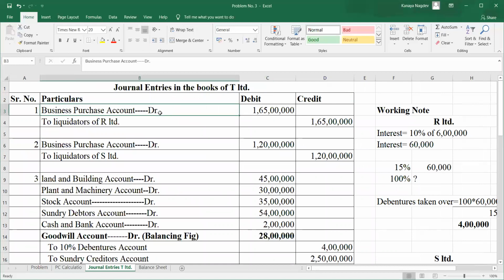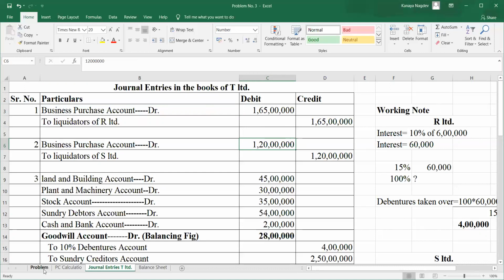First entry is for business purchase, that is business purchase account debit to liquidators of R Limited. We calculated PC, it came as 1 crore 65 lakh. In case of S Limited, we calculated it as 1 crore 20 lakh. So the first entry is for business purchase. I said earlier also, we can combine these two entries together. Business purchase account debit to liquidators of R Limited, to liquidators of S Limited, with the total amount of purchase amount of PC. Next entry, we are supposed to incorporate the assets and liabilities taken over.